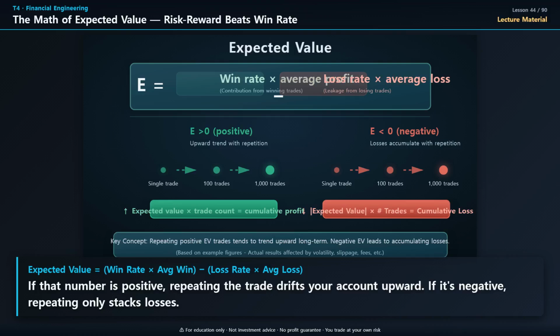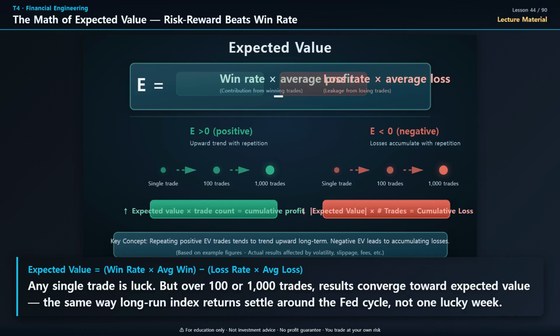If that number is positive, repeating the trade drifts your account upward. If it's negative, repeating only stacks losses. Any single trade is luck. But over 100 or 1,000 trades, results converge toward expected value, the same way long-run index returns settle around the Fed cycle, not one lucky week.